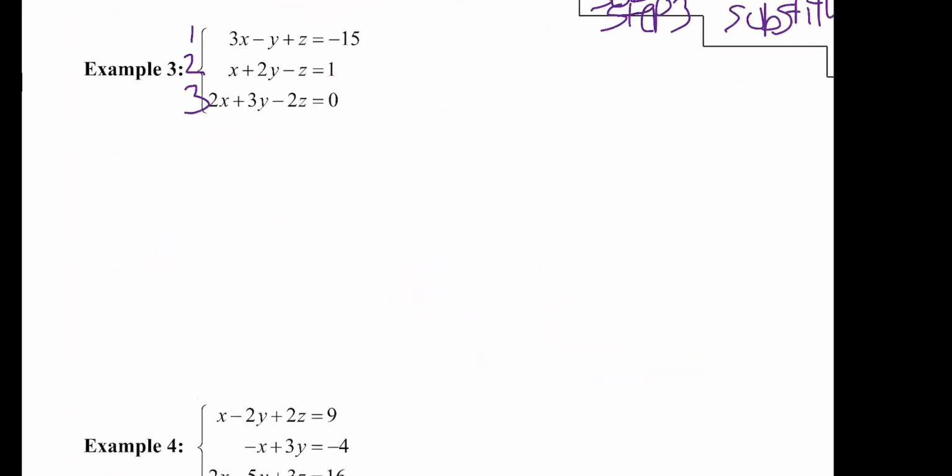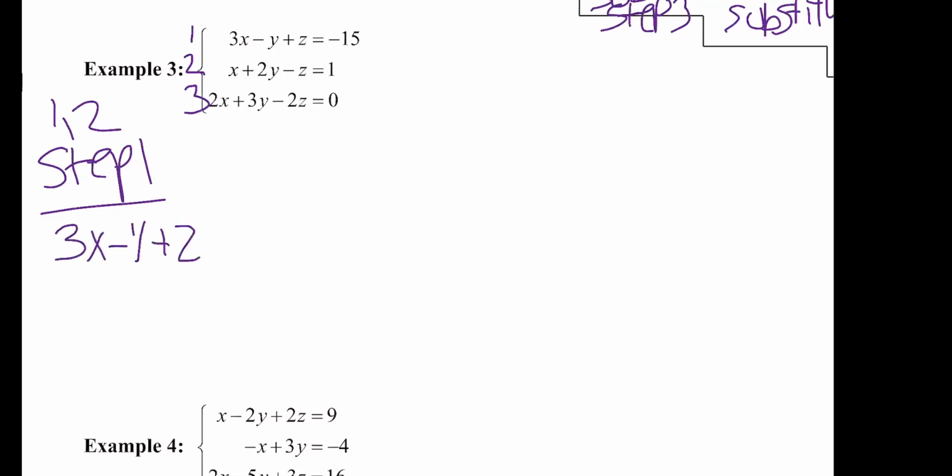So the first thing we're going to do is pick any two equations and do elimination. It doesn't matter which ones you do. If it looks easier, like the first and second equation, it looks really easy right now to eliminate the z's. So maybe I'll pick those two. But it doesn't matter which two you pick. I'm going to do equations 1 and 2 to start. So I'm just going to write those equations down. I have 3x minus y plus z, and then I have x plus 2y minus z equals 1.